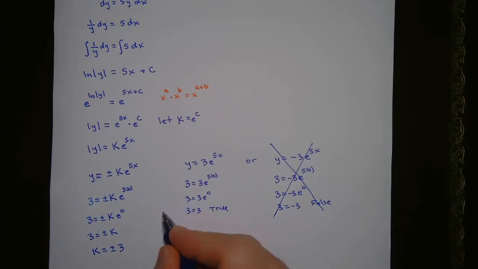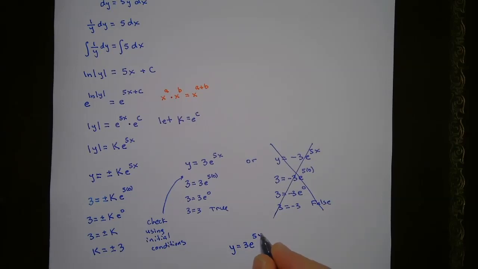And what we did here is we checked using our initial conditions. Okay, so our equation we now know is y is equal to 3 e to the 5x.